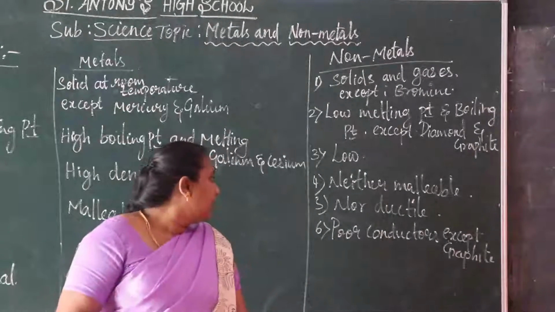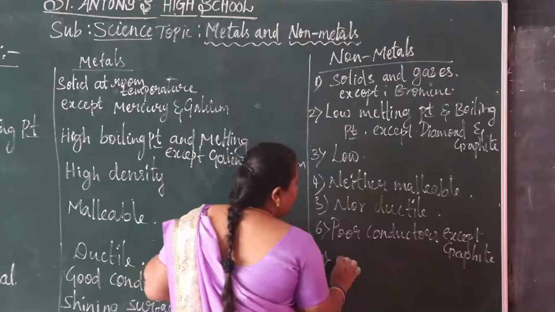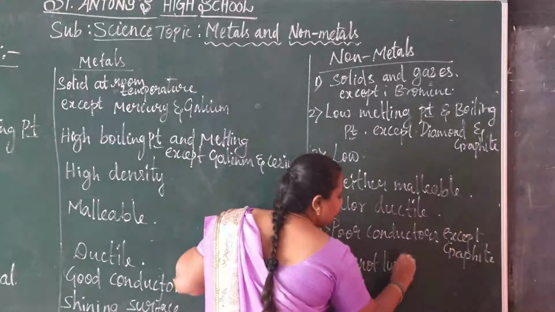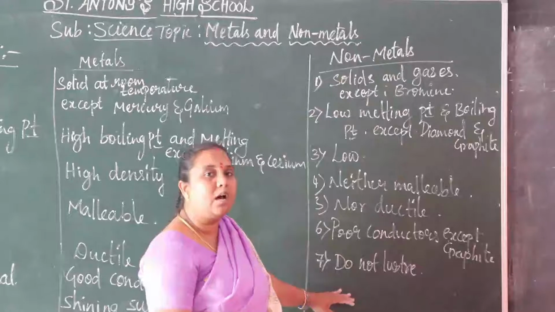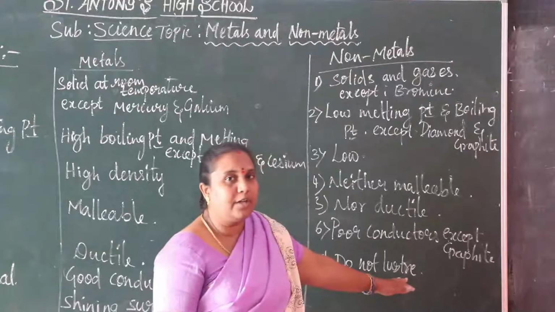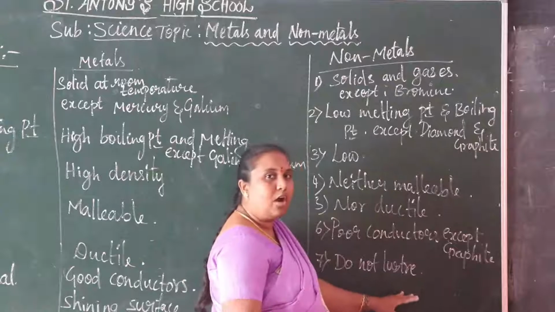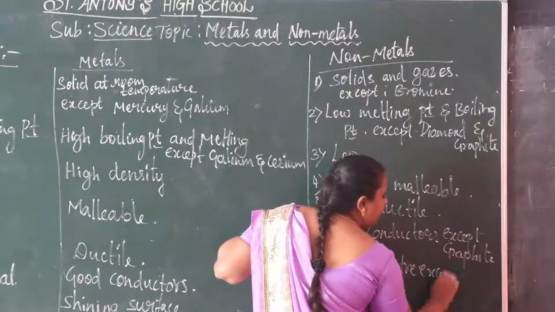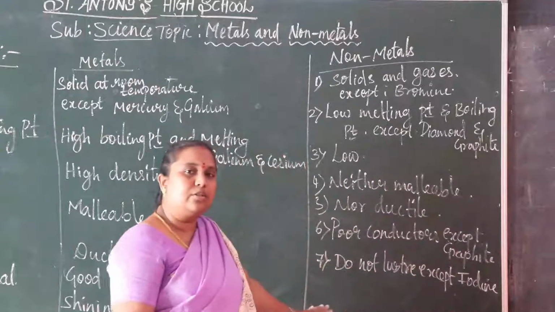And then the seventh property is lustrous in nature. Non-metals are not lustrous. But here we have an exception, a lustrous non-metal. Which is the lustrous non-metal? Iodine. Iodine is a lustrous non-metal. So non-metals do not have luster, except iodine.